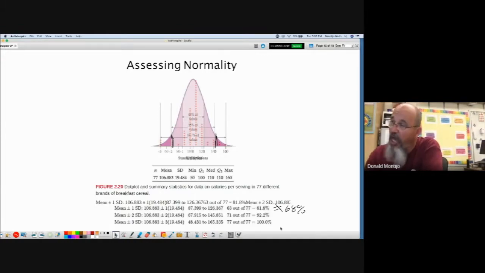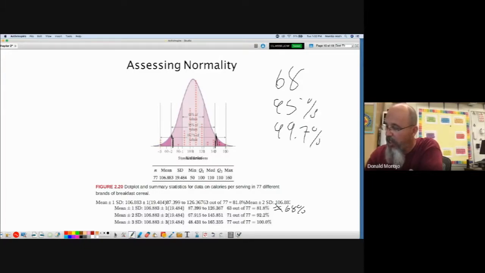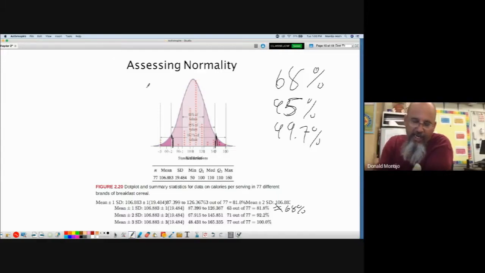However, this data is not normal because it does not meet the 68, 95, 99.7 rule. This data set does not approximate that. Therefore, it is not approximately normal. Okay. This way sucks. Way too much work, way too time consuming. You probably would not be asked to do this to assess normality. However, you need to understand that that is one way to decide if the data is normal or not.